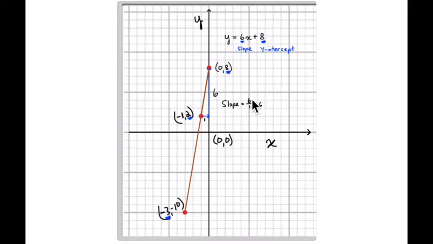That is the change in y. How many units is y changing? It's changing 6 units. Over the change in x. How many units is x changing? It's changing 1 unit. For every 1 unit, you go up 6. So this is 1, 6.